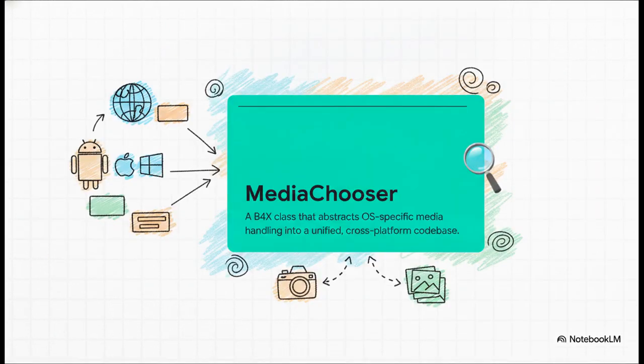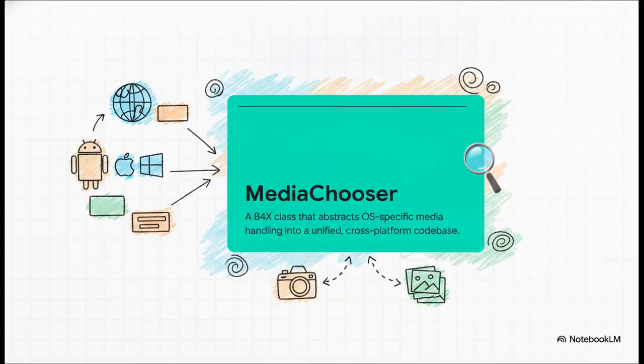Well, this is exactly where the MediaChooser comes in. You can really think of it as your universal translator. It's a B4X class component designed to orchestrate all of this elegantly behind the scenes. Basically, it abstracts away those complex OS-specific media handling routines and permissions into a single, clean, unified code base. You ask for a photo, and the MediaChooser just figures out the local politics of the operating system to get it done for you.